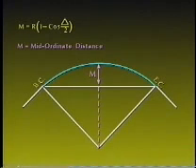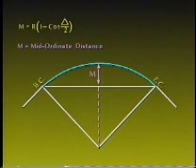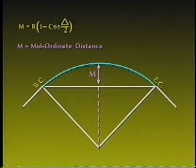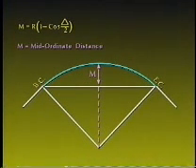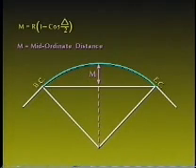The next curve element is shown on this graphic and is called the midordinate distance. This is the distance from the midpoint of the long chord to the midpoint of the arc. This measurement is determined by multiplying the quantity, 1 minus the cosine of half delta, by the radius distance.